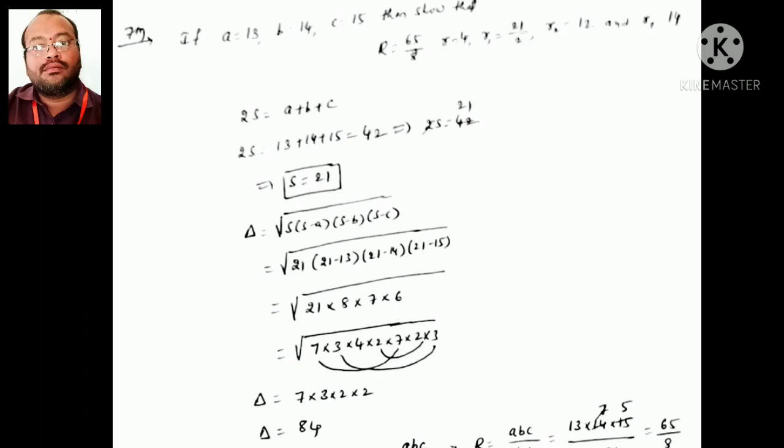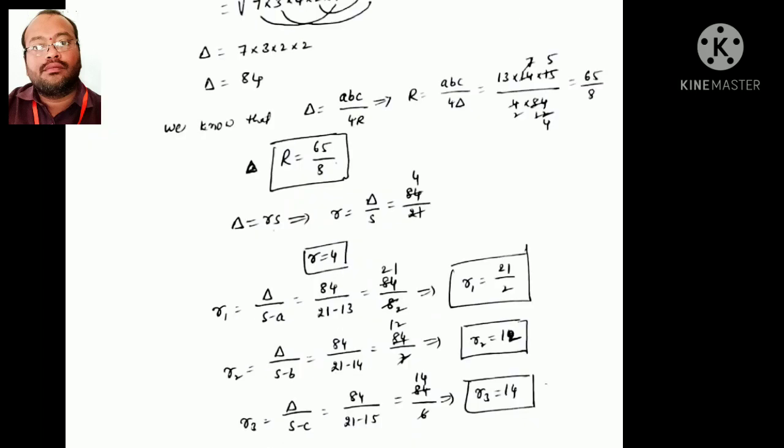Then we have to find out R value as 65 by 8, and r is equal to 4, r1 equal to 21 by 2, r2 and r3 values. We already know 2s is nothing but a plus b plus c. Then we can get s value as 21. So delta is nothing but under root of s into s minus a, s minus b, s minus c. We replace all the values, we can get delta value as 84.